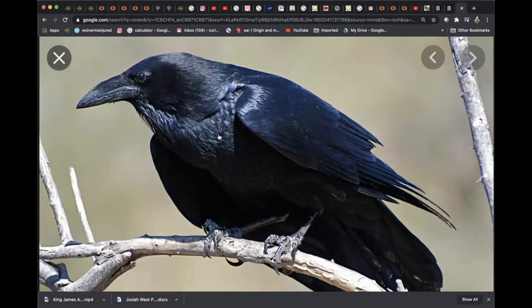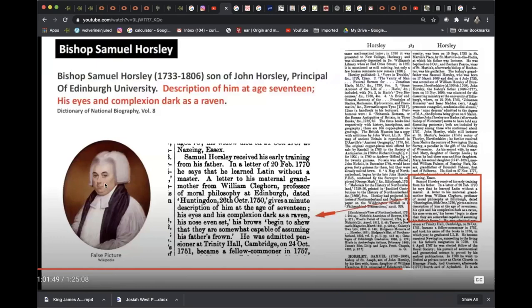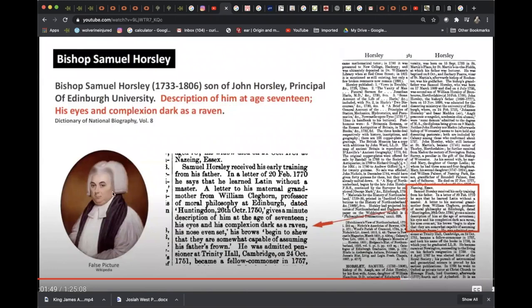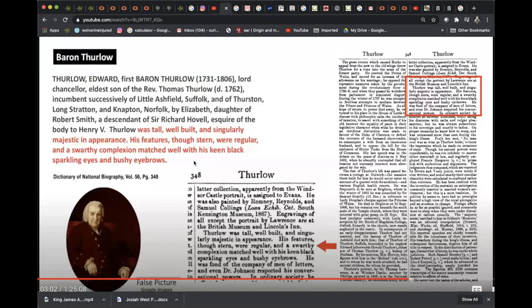Black as a raven. You see the body snatches, right? It's this guy's complexion right here that you see. Dark as a raven. No, right? This is a whitewashed picture. Wake up.